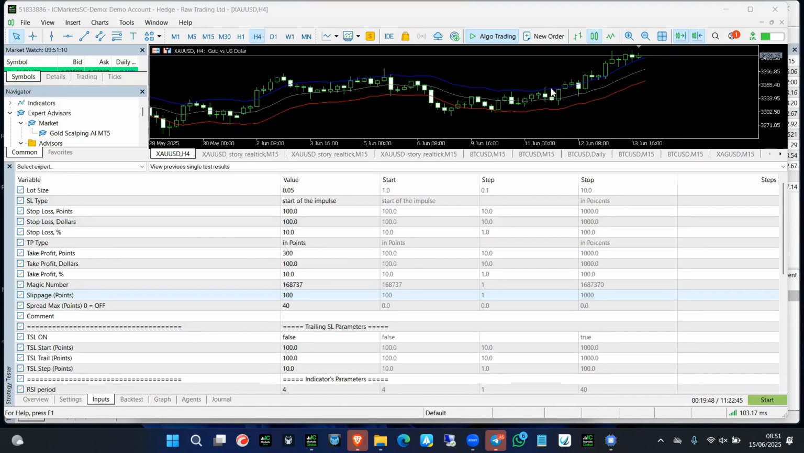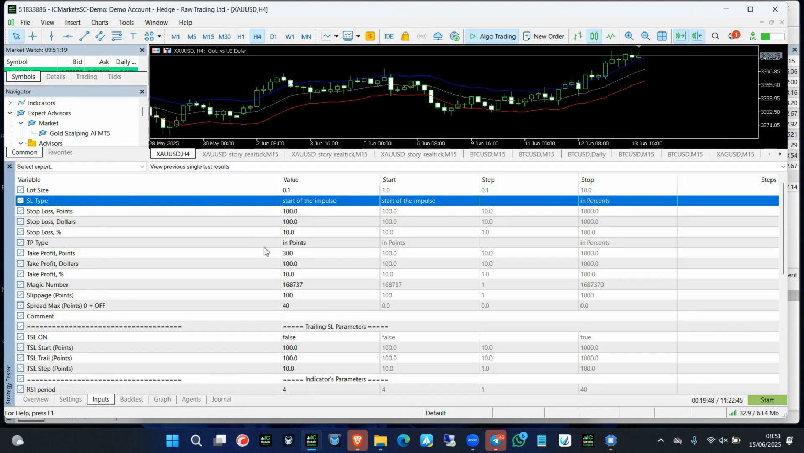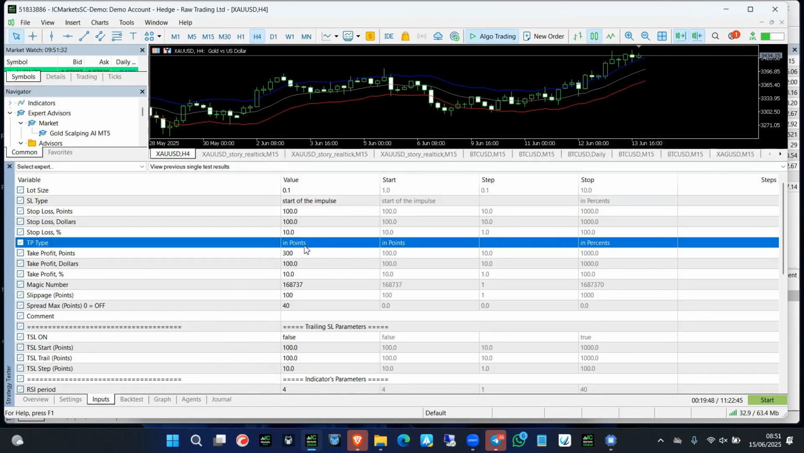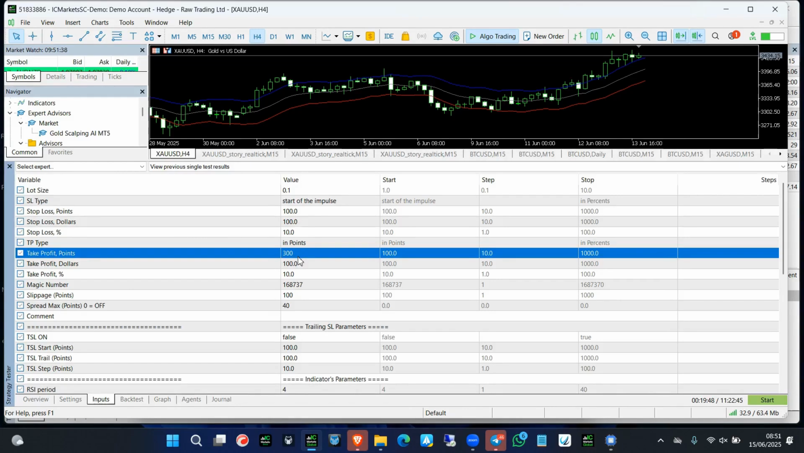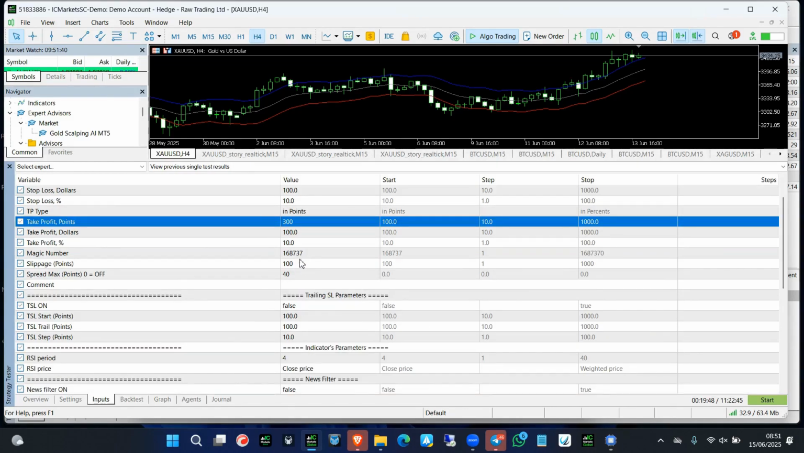If you want to work conservatively, you set it to 0.05. But if you want to work a bit more aggressively, you can raise it to 0.1. Next, you can set the stop loss, as I said, at the start of the impulse, or you can set it in points, or according to some other parameters you prefer. For me, it's set at the start of the impulse where it began. Next, take profit can also be set in different ways. I'll set it to $3 of movement, which is 300 points.